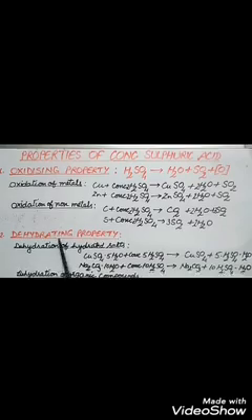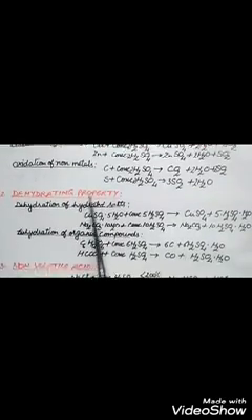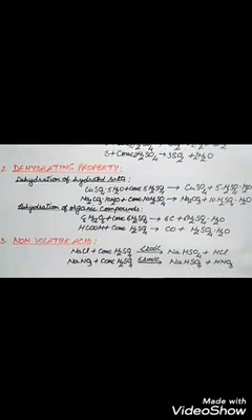Second property is dehydrating property. Dehydration means removal of water. Sulfuric acid can remove water from hydrated salts as well as organic compounds. Hydrated salts means salts which contain water of crystallization. Concentrated sulfuric acid removes these water of crystallization and the salt becomes anhydrous.